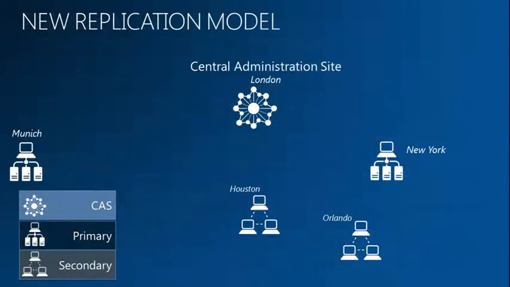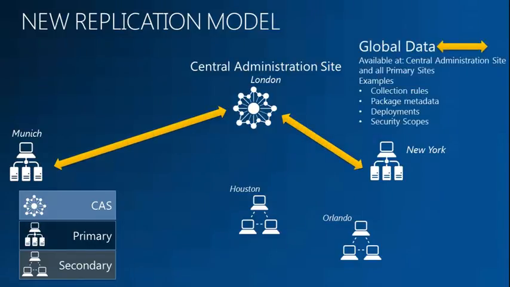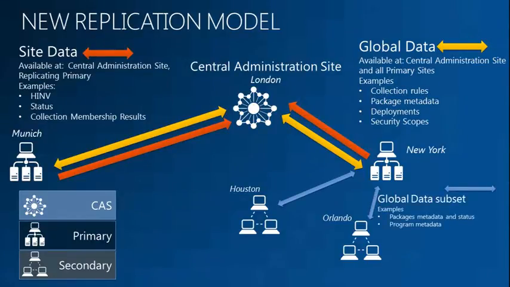New replication model, you've probably seen this before, but it's just, again, there to level set everyone. Global data replicates in both directions. It's anything that the admin creates. So you create an object, you create a configuration, that's global data. Site data replicates up. That's stuff that clients are generating, right? The CAS is going to be clientless, obviously. But the data coming from clients flows up. And then last but not least, we have the global data subset or global proxy in the database. And that replicates between our secondary sites.